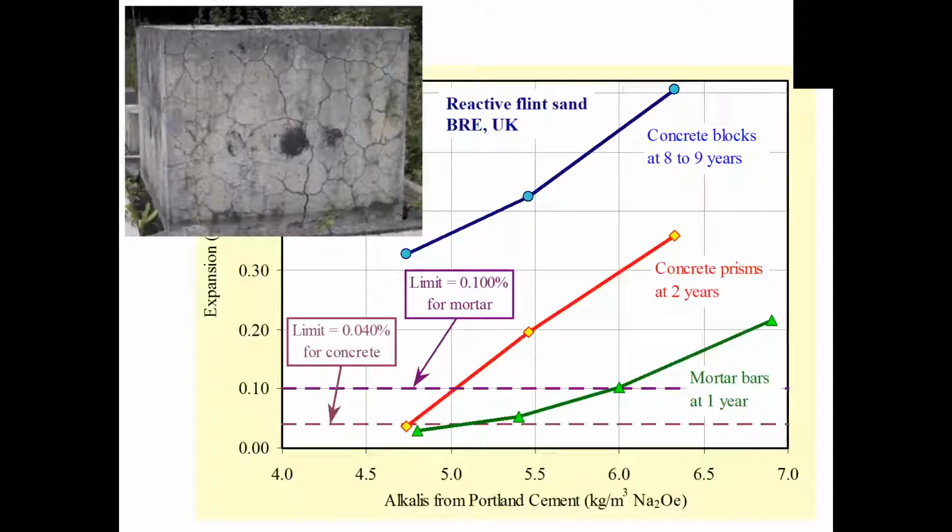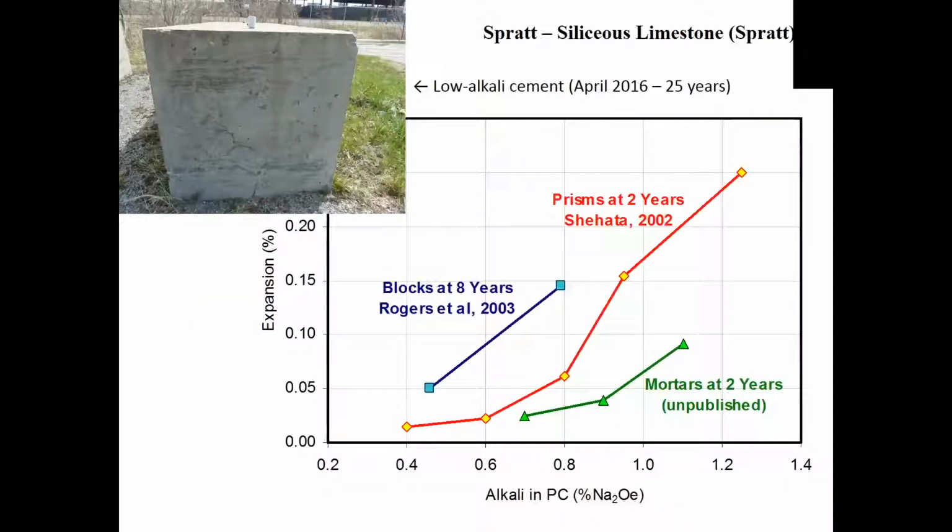And it's not just on our site we see that. This is data from the site developed by Doug Hooton and Chris Rogers. Here we have a siliceous limestone aggregate, Spratt, which is fairly famous or infamous in ASR terms. The red line shows the expansion of prisms at 2 years. And we find that to get expansion of concrete prisms with a 420 kg mix, which is typically used for ASR testing, we need to get the alkali somewhere in excess of 0.7, 0.8%. Whereas in the field, we see expansion, and that's what the blue line shows. We see expansion at lower alkali contents.